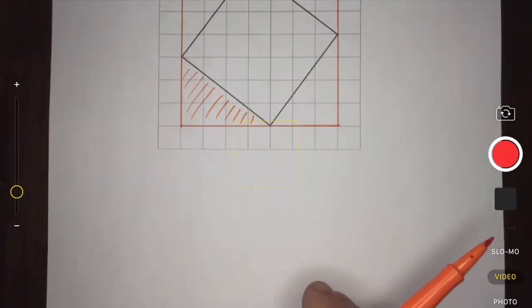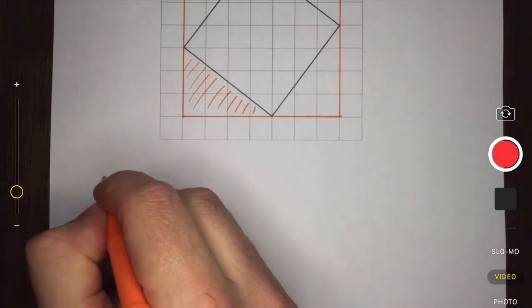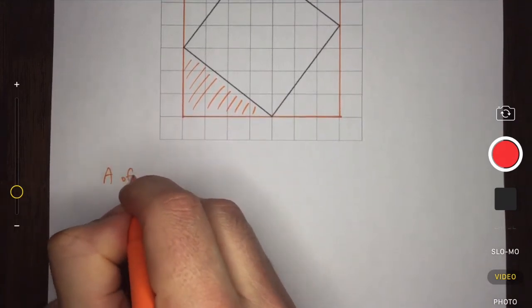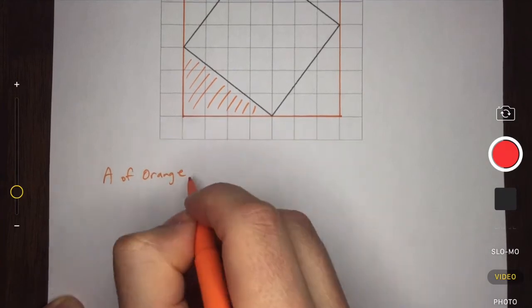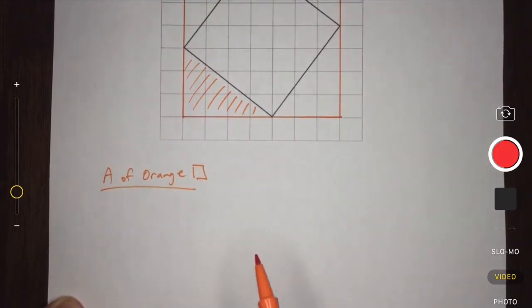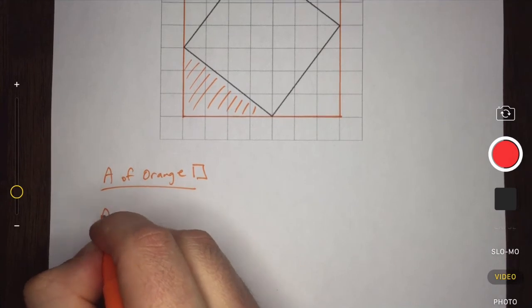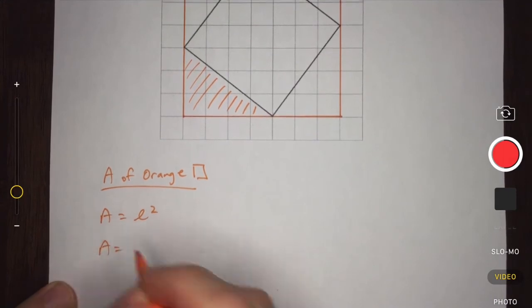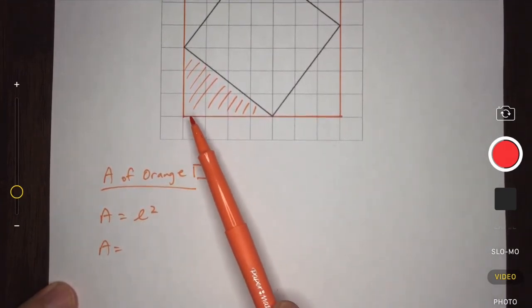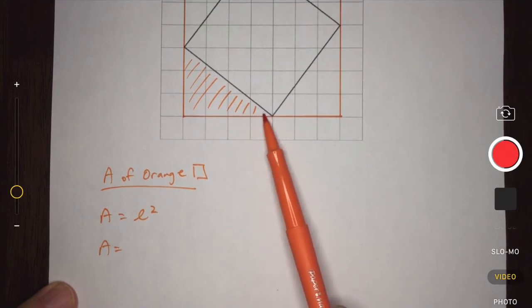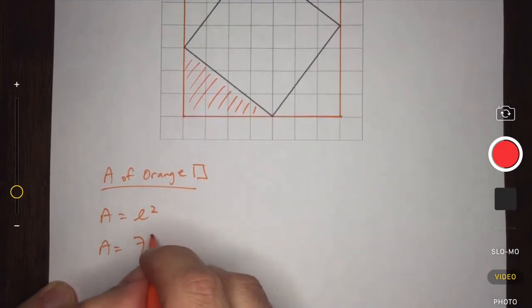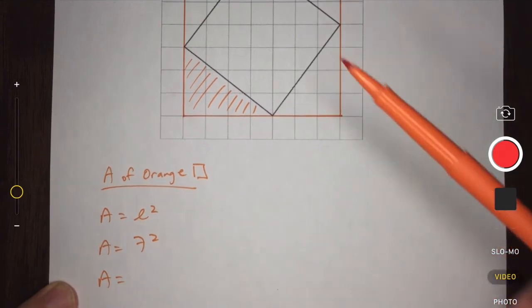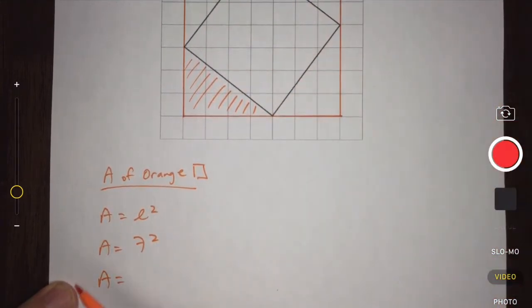So here's how we can make this work. If I think of the area of the orange square, what I want to look for is that area. I know that I can figure out the area by taking the length and squaring it. So in this particular case, when I count the size of my orange square, it has a side length of 1, 2, 3, 4, 5, 6, 7. So the orange square, if I was to look at all of it, including my rotated square, would have an area of 49 units.